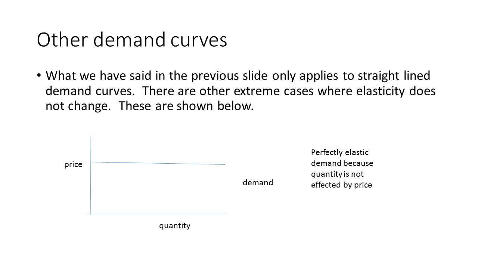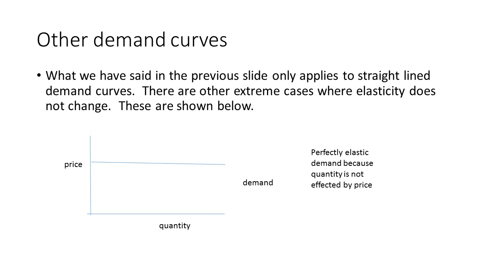I'm going to give you here the shape of some other demand curves. We're using straight line, downward sloping demand curves, but I want to show you some others, something we discuss a little bit in economics that becomes more important. What we said in the previous slide only applies to straight line demand curves that are downward sloping to the right. There are other extreme cases where elasticity does not change, and these are shown below.